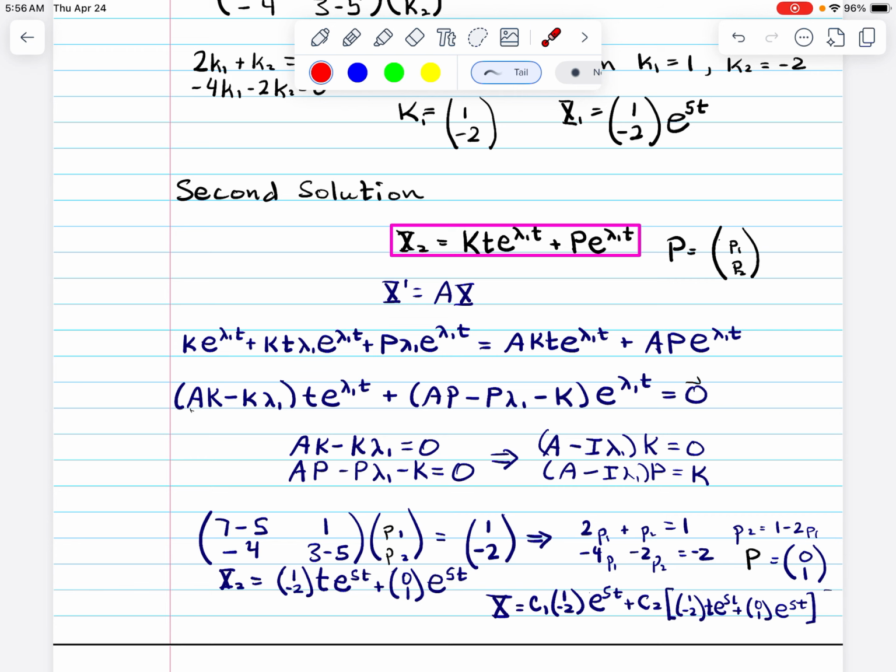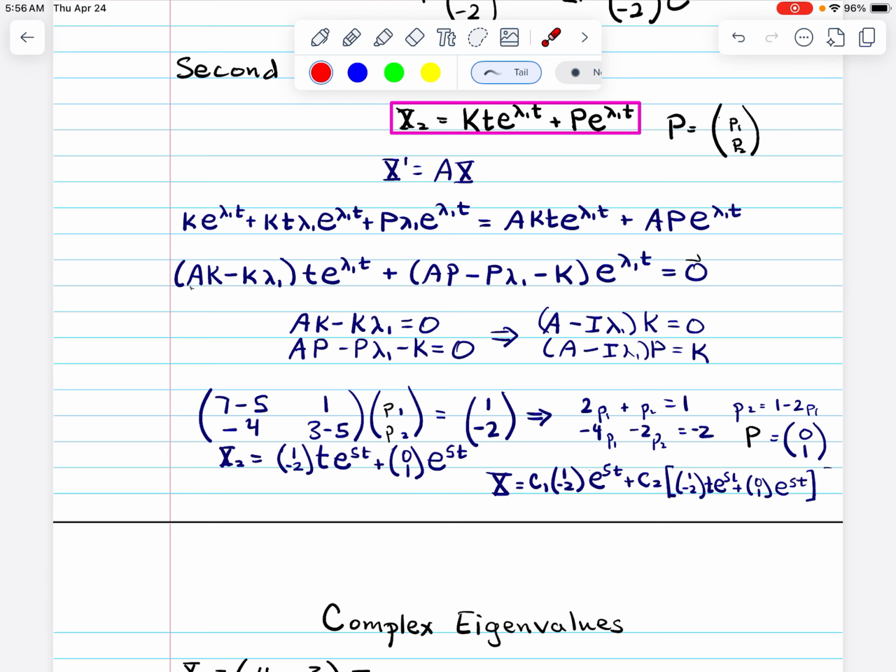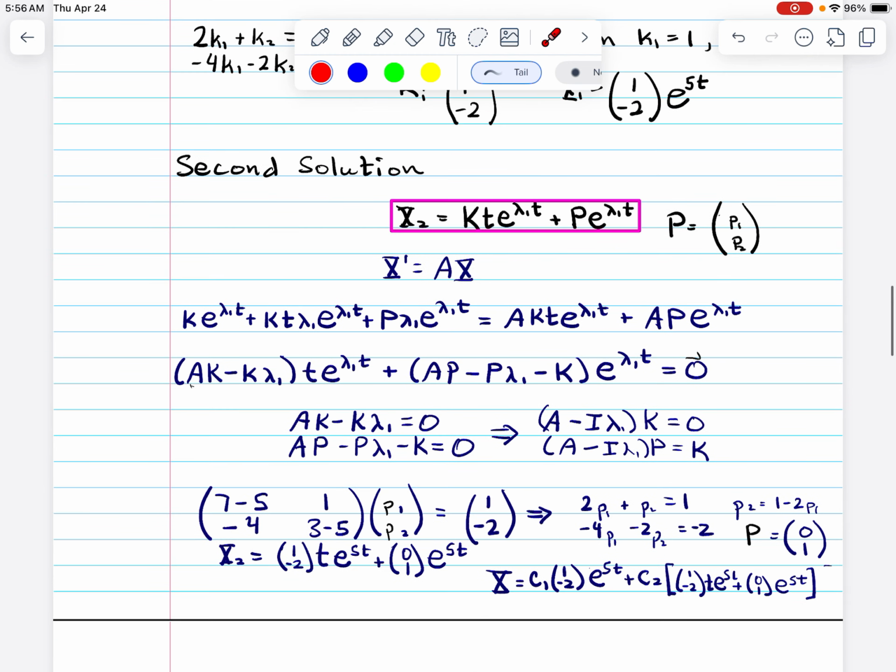Now next time what we're going to look at is complex eigenvalues. So what do we do if we have complex eigenvalues? How do we find the eigenvectors? So that's what we'll do next time.